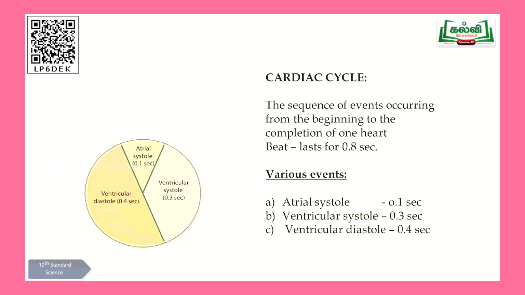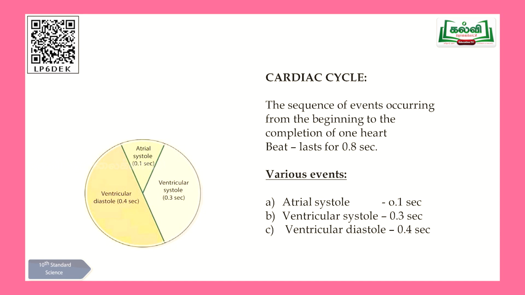Now the next topic is the cardiac cycle. The sequence of events, so many events taking place in the heart, is called the cardiac cycle, and we will see the different events now. The first one is atrial systole. Same thing, I am only repeating. Atrial means atrium, contraction of the right atrium, so that it will pump the blood to the lower chamber, the right ventricle. That's called atrial systole. When the auricle or the atrium is contracting, that is called atrial systole. That will last for 0.1 second.